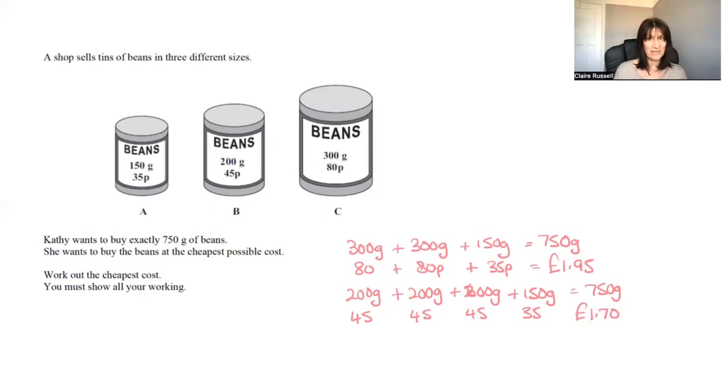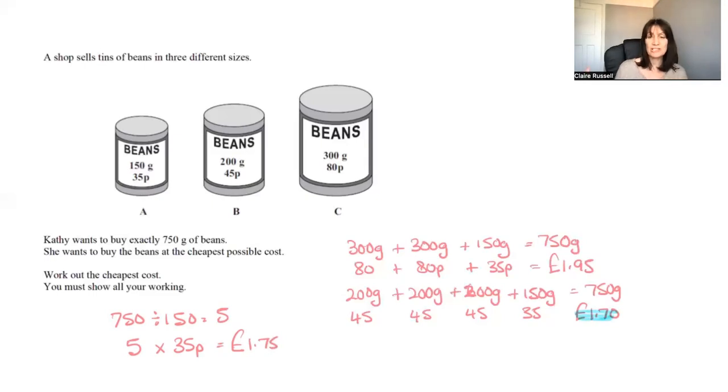So is it the cheapest, or should I check further? Now, if this was my GCSE exam, I would keep checking. I would exhaust everything to make absolutely sure. So another option would be to buy just the small beans, okay? So if I did 750 and divided that by 150, that would be 5. So I would need 5 tins at 35 pence. That comes out at £1.75. So this is proving to be the cheapest.